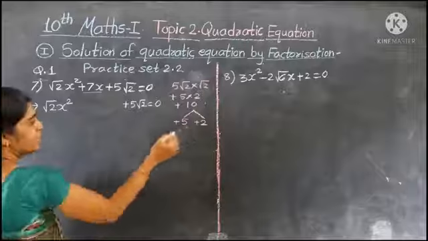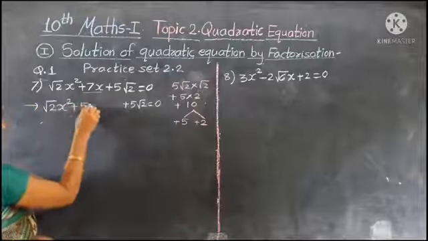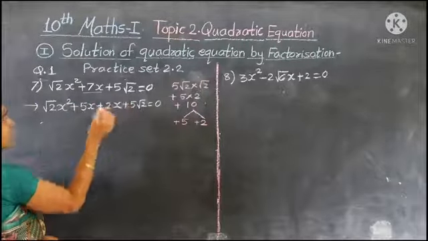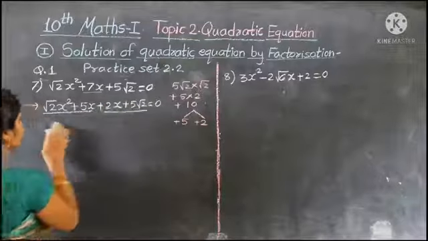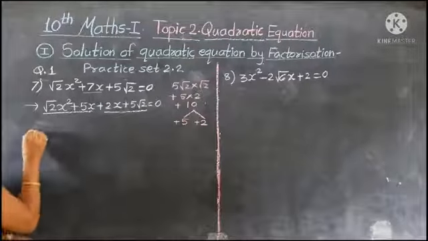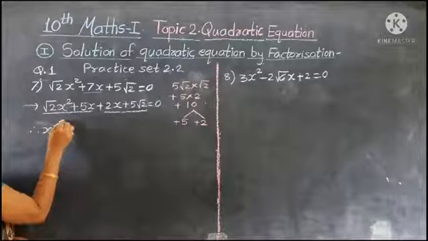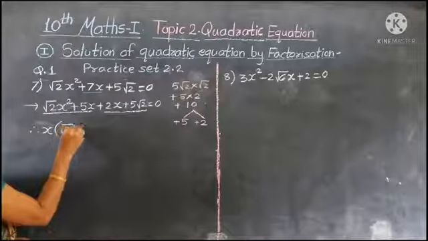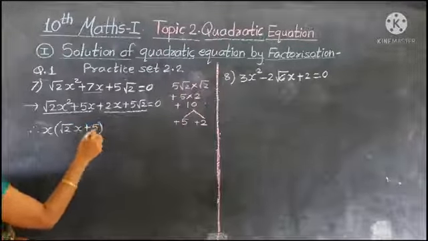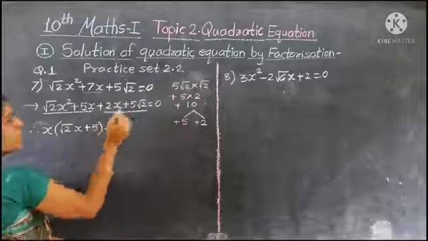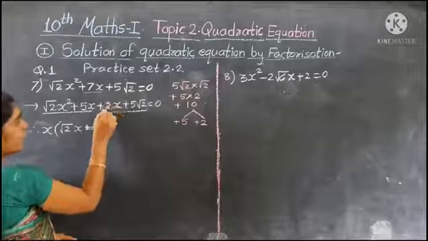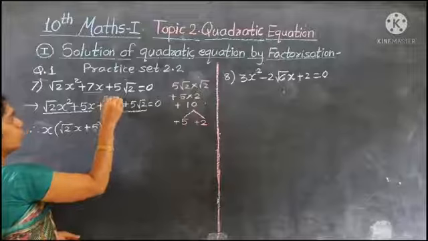7x we can write as 5x plus 2x. Now take grouping. See here, what is common here? x. What remains? Root 2x plus 5 plus, what is common here? You can write 2 as root 2 into root 2.